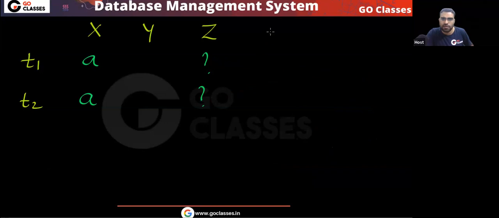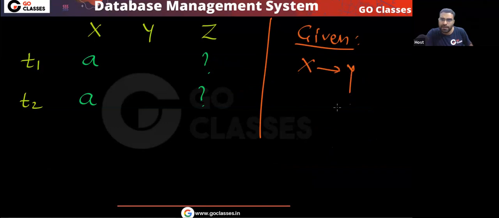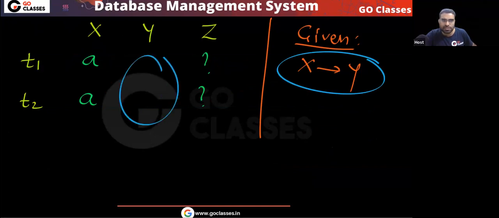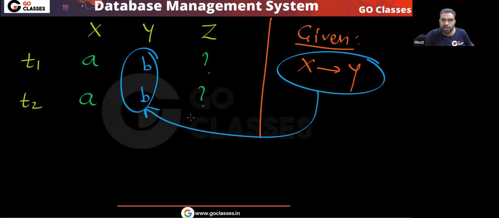So how do we do that? Very simple. It is already given that X determines Y. So because X determines Y, these two Y values must be the same. If two tuples have the same X value, they must have the same Y value. So in these two tuples, the Y value will be the same. Is this clear? Simple point. Because of this, this will happen.